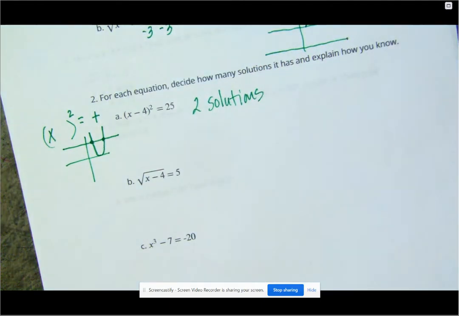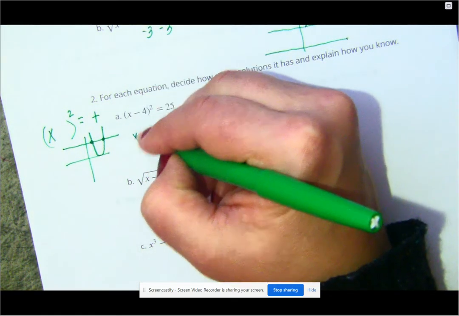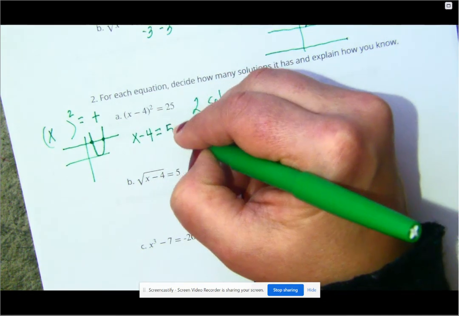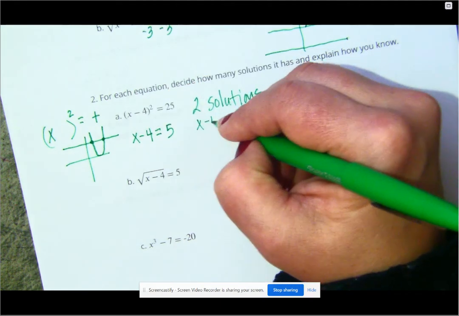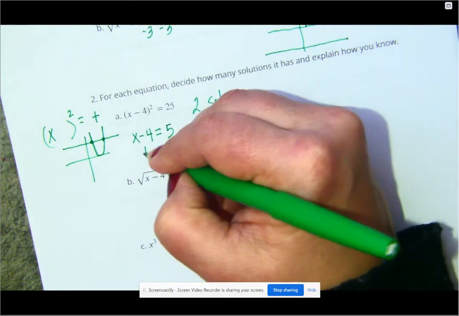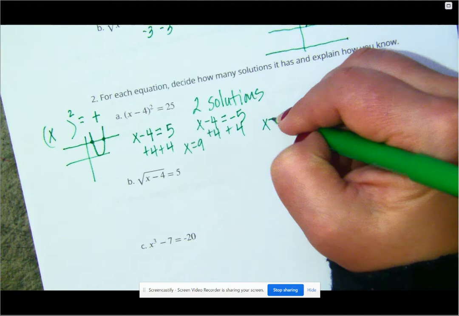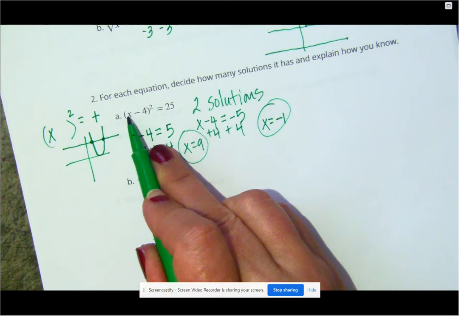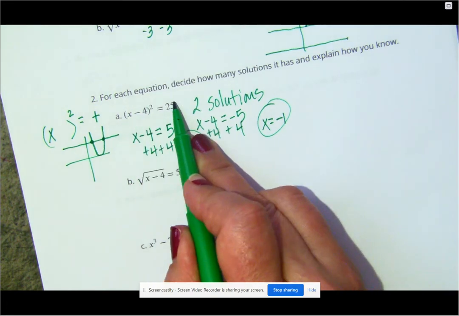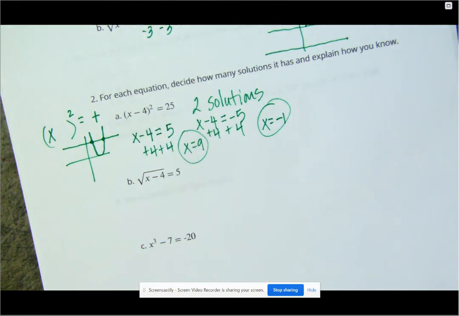And just for fun, let's go ahead and solve this. You would take the square root of both sides, so that'd be x minus 4 equals 5. But this could also be a negative 5 in here. So you'd add 4. So one of the solutions is 9, and the other is negative 1. And then just kind of check mentally. 9 minus 4 is 5. 5 squared is 25. Negative 1 minus 4 is negative 5. Negative 5 squared is 25. It didn't ask to find the solutions, but what the heck, extra practice.